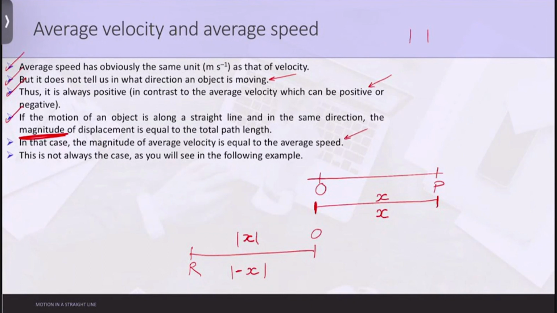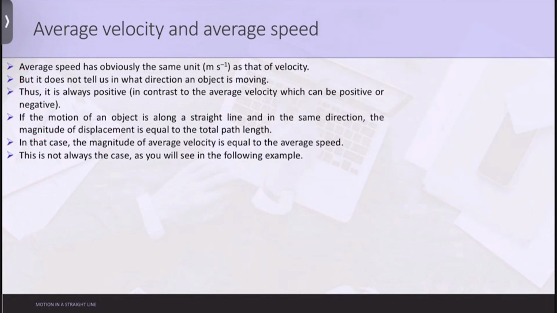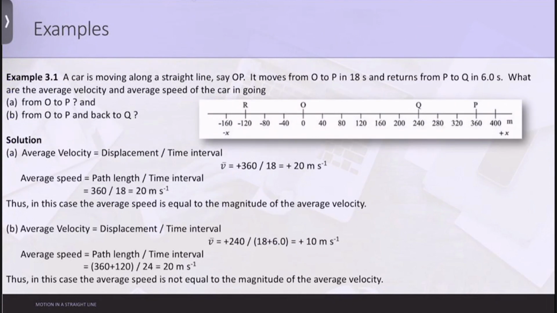Okay. This is not always the case, as you will see in the following example. There will be typical examples for understanding that there are some exceptions to the above statement. So let's look at this example. Let us try to understand each and every example clearly. This complete chapter has several examples, and then finally we can move on to kinematic equations. Kinematic equations are the final topic of this chapter along with relative velocity. Okay. Fine. So let us look at the question.